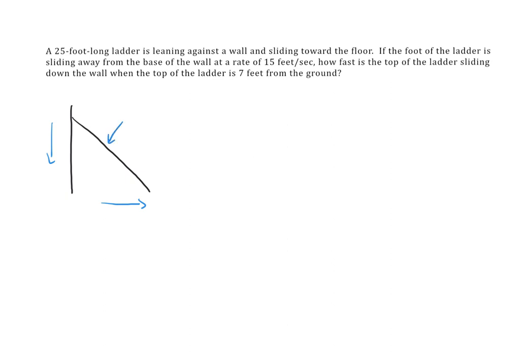Now, this right here is the ladder, and the ladder is not going to change. The ladder is going to stay the same length. So this is a constant. So if the foot of the ladder, so the bottom of the ladder, is sliding away from the base of the wall at a rate of 15 feet per second, I'm going to stop there for a quick second. I'm going to label this x, label this y, and label this z.